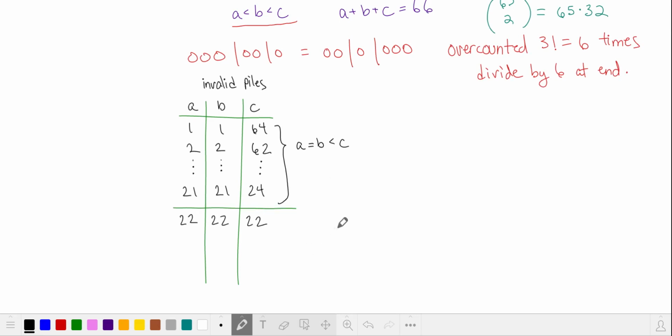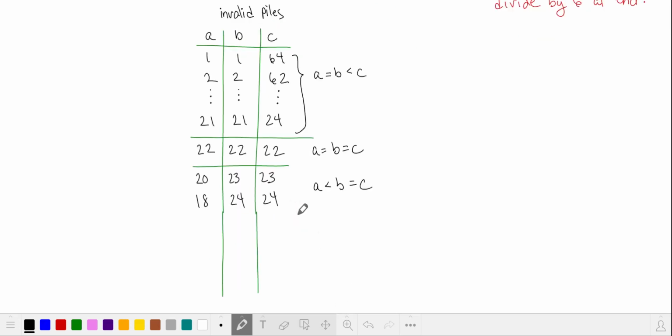Another invalid case is when all three piles are equal to each other. Our third case is when our two larger piles are equal to each other. Here are a couple of examples of this case, and this is our final example.